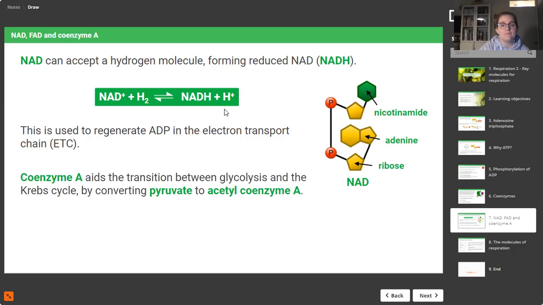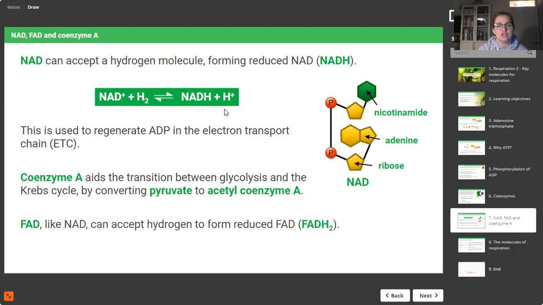We also have coenzyme A, and coenzyme A helps us to transition between glycolysis and the Krebs cycle. Glycolysis is the first stage of respiration, then we have the link reaction, and then we have the Krebs cycle. Coenzyme A helps that transition because it converts pyruvate to a molecule called acetyl coenzyme A, and that is what we need to start the Krebs cycle. And finally, FAD, like NAD, can accept hydrogen to form reduced FAD, FADH2.